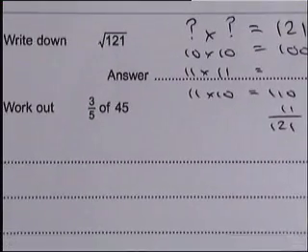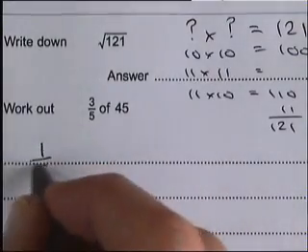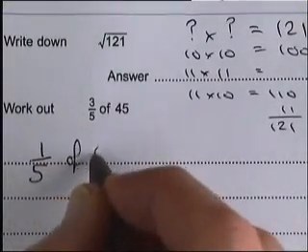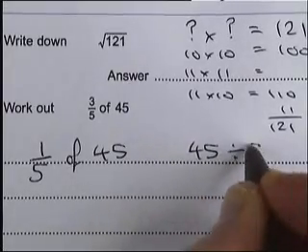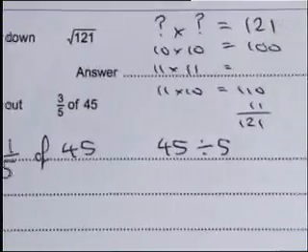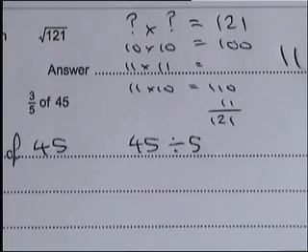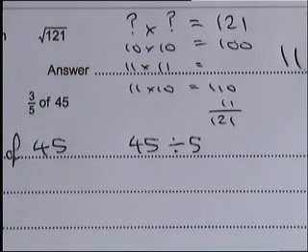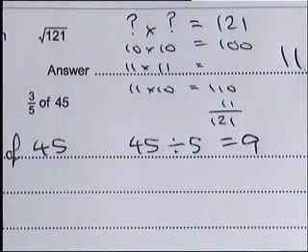Part B, we've got to work out 3/5 of 45. The way to do this is to work out what 1/5 of 45 is first of all, which is doing 45 divided by 5. So how many 5s are there in 45? If you know your tables, you know the answer. Otherwise, count up in 5s. 5, 10, 15, 20, 25, 30, 35, 40, 45. That was 9 5s. So 1/5 of 45 is 9.